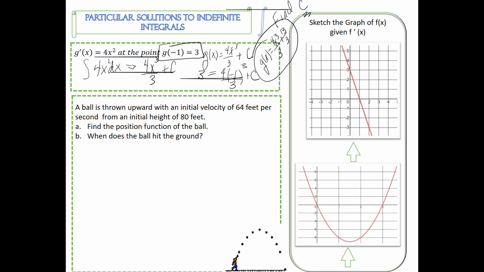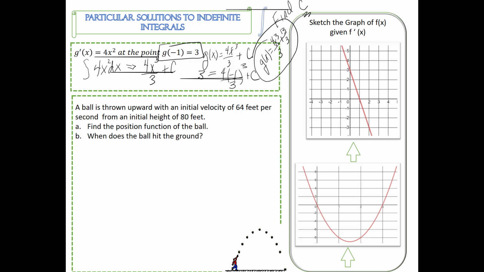And why is that useful? The purpose is right below. If you read through this problem, it's just like a physics problem. You could use physics to find the answer. I'm going to use calculus. The formulas are similar. Hopefully you'll see the connection to them. It says a ball is thrown upward with initial velocity of 64 feet per second from initial height of 80 feet. So first we have to find the position function of the ball, and then we want to know how long does it take for the ball to hit the ground.